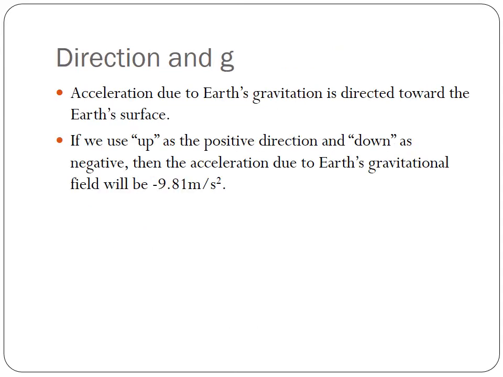The acceleration due to Earth's gravitation is directed towards the Earth's surface. So most of the time we're going to consider up to be the positive direction and down to be the negative. That would make the acceleration due to Earth's gravitational field negative 9.81 meters per squared second. You'll never see g written as negative though. You have to pay attention to the direction that the problem's talking about.